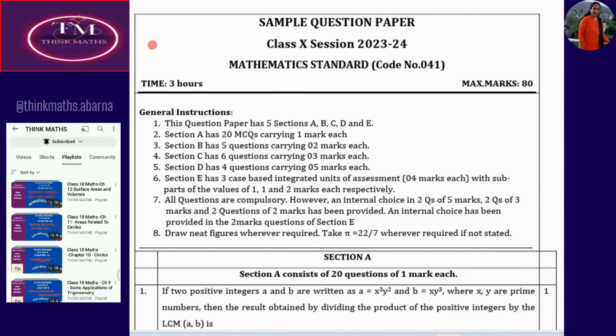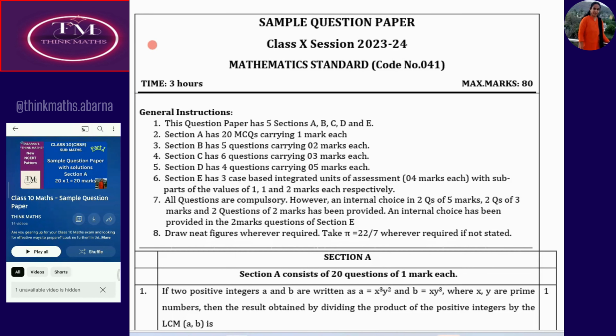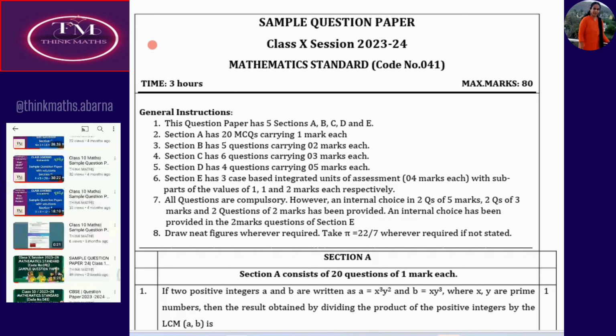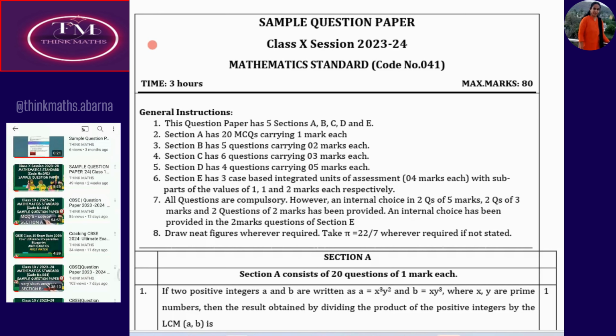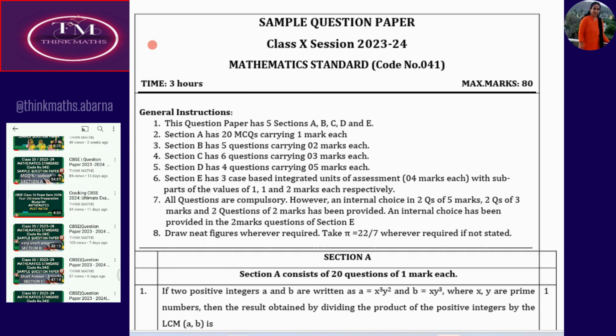In this session, we are going to discuss the sample question paper for class 10 mathematics marking scheme. Already in the previous videos, we have discussed the solutions for each section. Its link is given in the description. You can check the link.